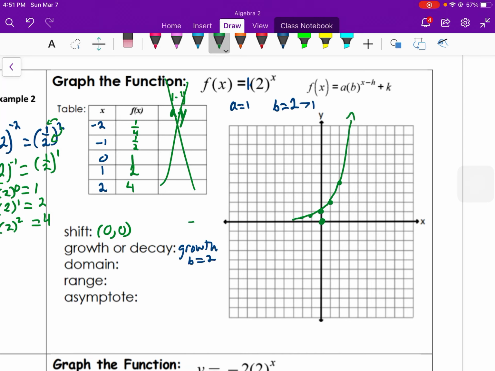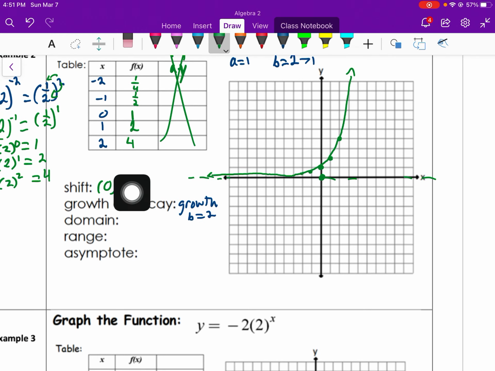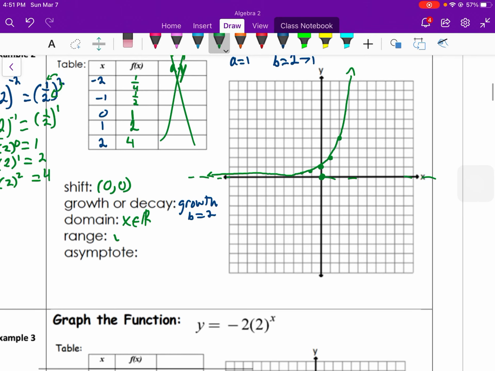And again, it approaches this asymptote here. It never crosses it, but it approaches it. My domain will continue left and right forever. So that would be x is an element of all real numbers. My range will be indicated by my k. So just like with square root functions, here it's 0, so y is greater than 0, because it will never cross this line or touch this line. It's strictly greater than, and then my asymptote is that line, y equals 0, which is the line y equals k. So whatever k is, that's your asymptote here.